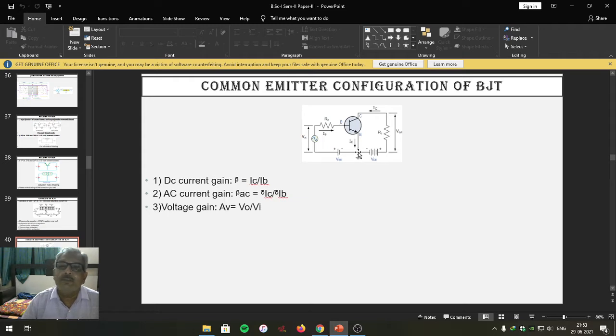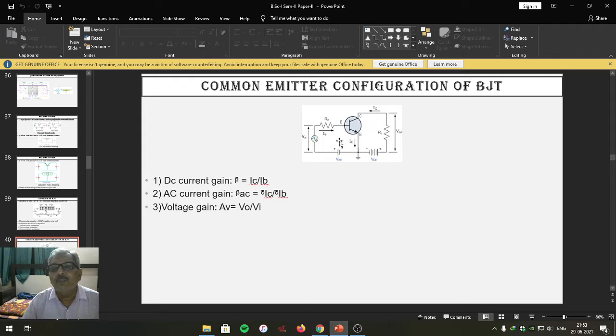Listen carefully. We are applying input between base and emitter. When we speak of the input, there is a base and emitter, and we are getting the output across collector and emitter. In both cases, the emitter is common, and that is the reason why we call this configuration the common emitter configuration.